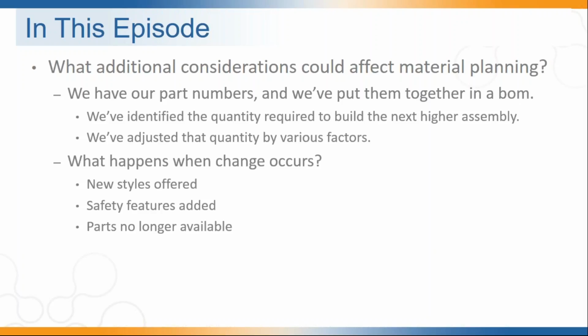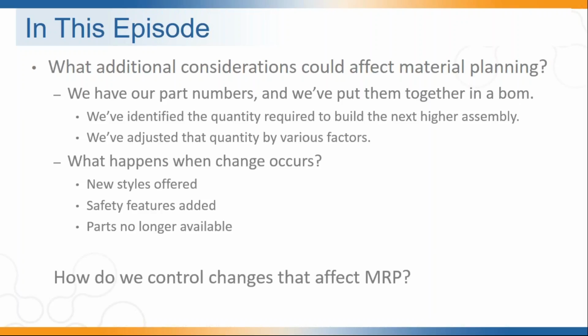Or maybe you've gotten in touch with your vendor to place an order and the vendor says, well, I'm sorry, but those parts aren't available anymore. We do have replacement parts, but we don't have those parts anymore. So what happens when old parts from a previous design are no longer available? What happens then? What do you do? What happens when the changes are subtle or even major changes to the final assembly? How do we control changes that affect the ability to plan the material that's needed?